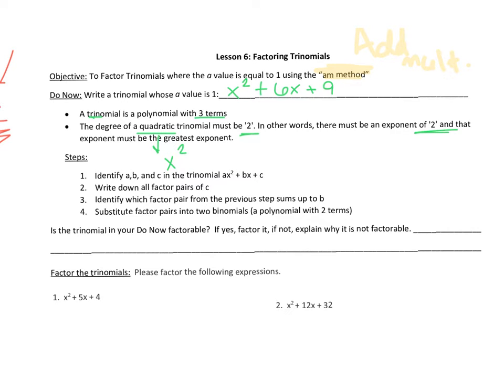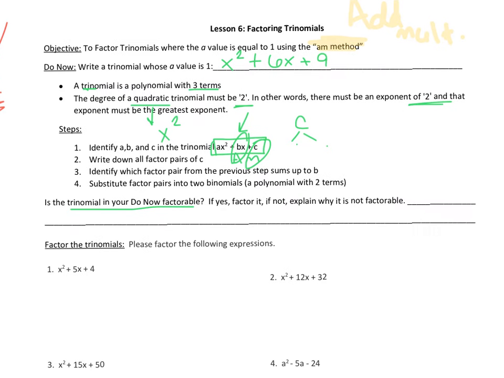The steps to factoring a trinomial in this form using AM would be to write all the factors down of C. Identify which of the factors add up to the middle number, which is the B value, and then substitute the factors into the 2 binomials that you create. So that's where the AM method comes from, because you need to add to B but multiply to C with your numbers.